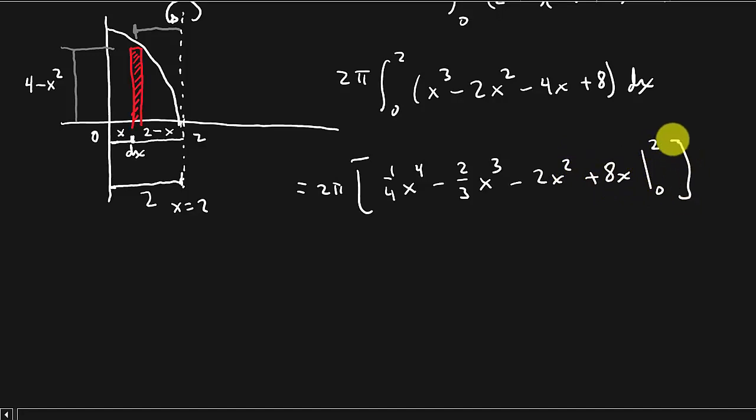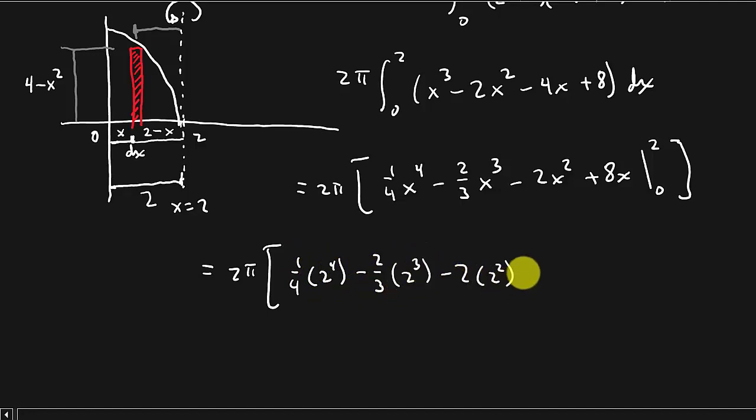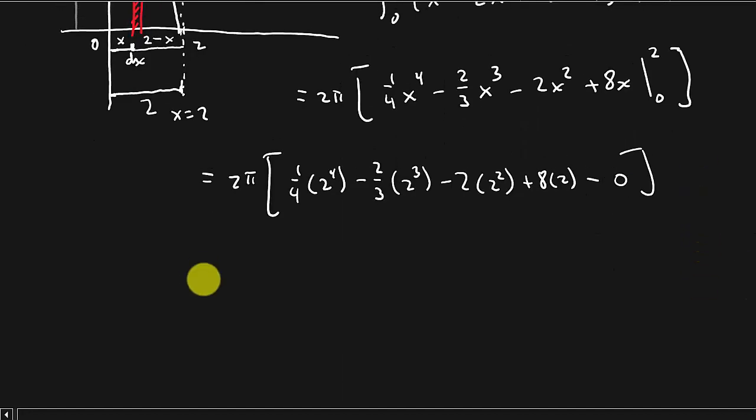All right. And so that is going to be 2 pi times 1/4 times 2 to the 4th minus 2/3 times 2 cubed minus 2 times 2 squared plus 8 times 2, minus, and then I have to plug the 0 in, but we can see when we plug 0 in, all that's going to be 0. And this is actually going to give you, when you punch it all in, 40 pi over 3.